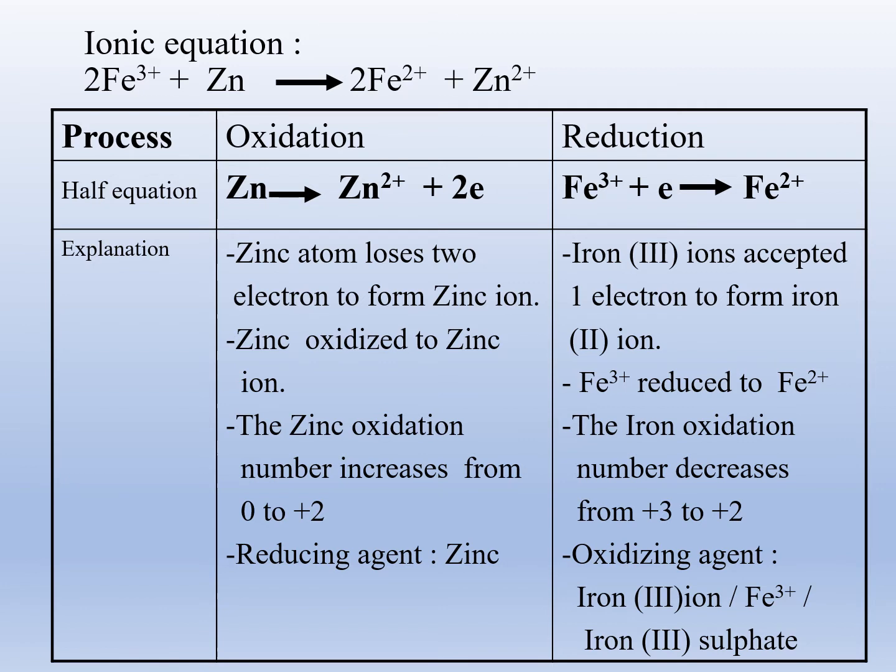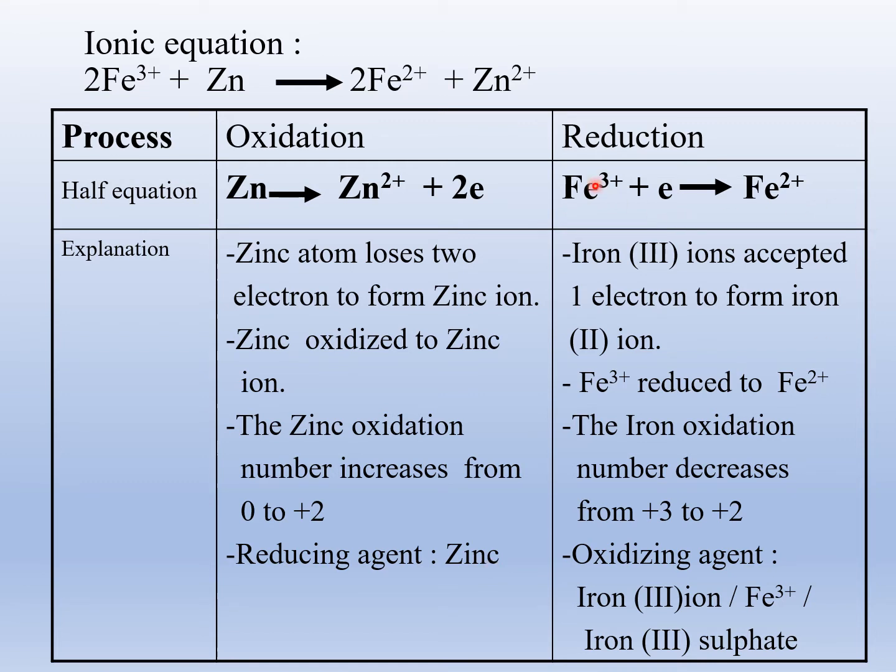Ionic equation for iron 3 plus changing into iron 2 plus. Okay, so this is the ionic equation. Half equation: zinc will become zinc 2 plus by releasing 2 electrons. Zinc atom loses 2 electrons to form zinc ion. Zinc is oxidized to zinc ion, or in symbols Zn2 plus. The zinc oxidation number increased from 0 to plus 2, so zinc is known as the reducing agent.